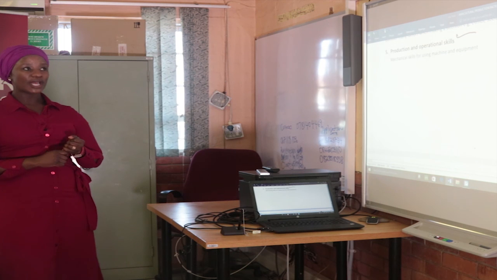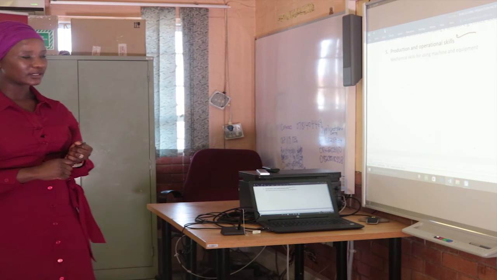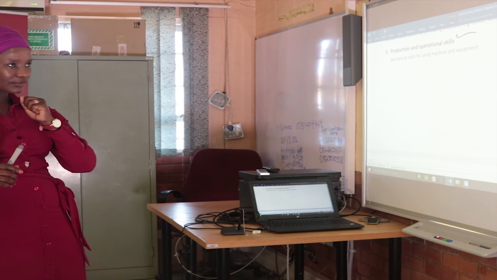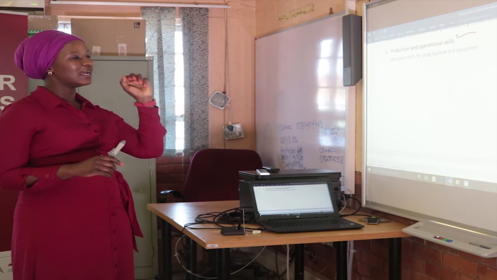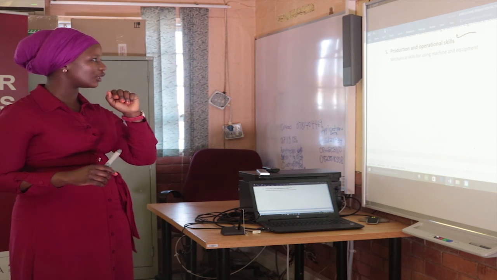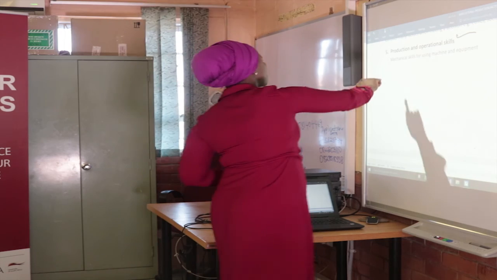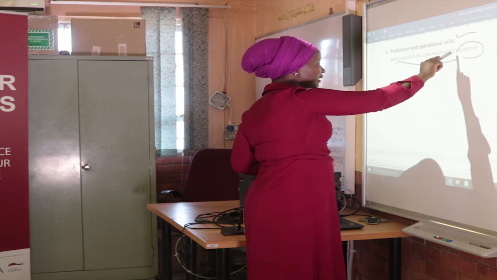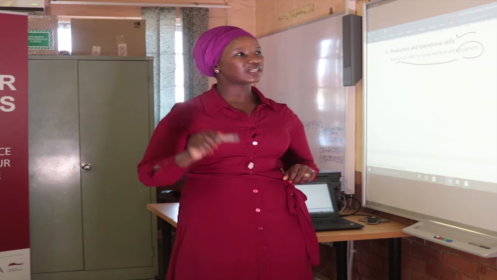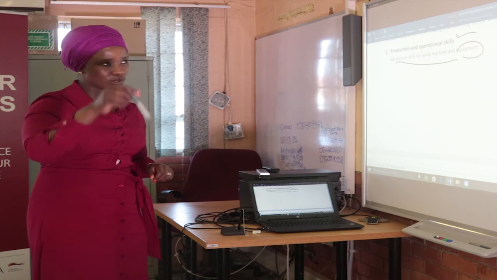You can't be a manager and you can't read or write. Because when the machinery arrives, it comes with a manual. So you need to be able to read the manual and then be able to operate the machine. If the manager has a problem of mechanical skills, the problem of using the equipment and machines, that means the production of a business is going to be low.